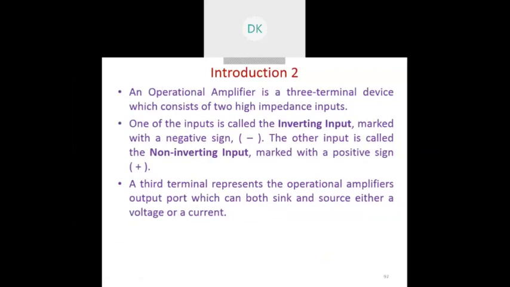An operational amplifier has three terminals. It's a 3-terminal device: two input terminals and one output terminal. One of the input terminals is called the inverting input terminal, that is the negative terminal. The other input is called the non-inverting input terminal, which is the positive terminal. And the third terminal is the output terminal.